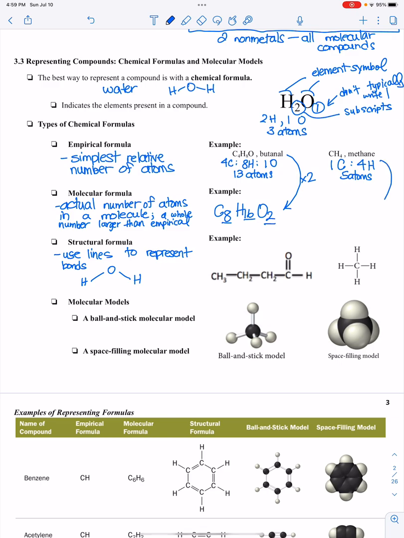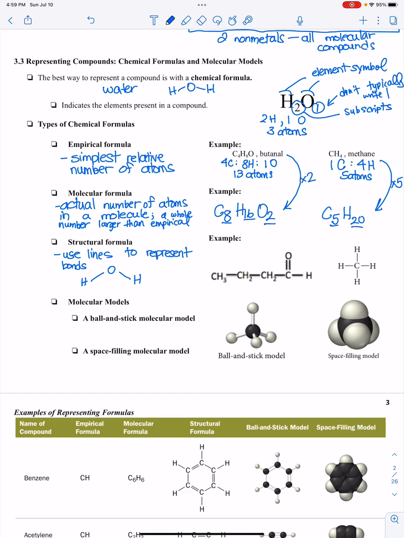I'll do the same thing with methane here, CH4. Let's say I multiplied it by 5. If I multiply each atom by 5, I'll get C5, and then 4 times 5, H20. This is a molecular formula.